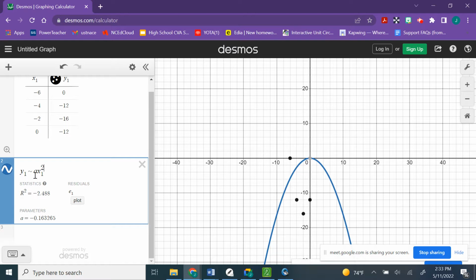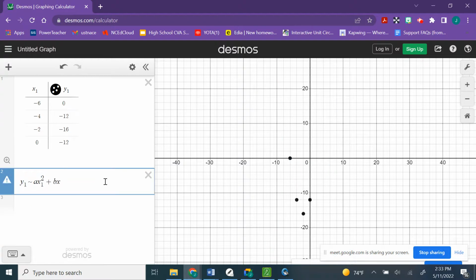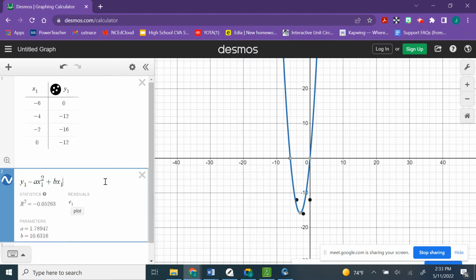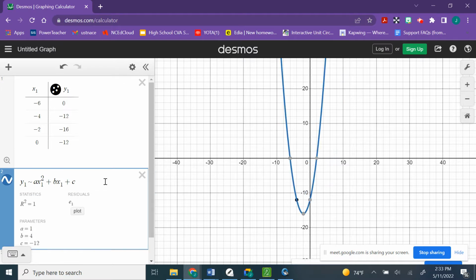Y equals, I'm not sure what's negative. It should not be negative right now. Oh, it's using our parabola. I'm sorry, it's using the graph that we had there. And then plus bx sub 1 plus c. So it just wrote the parabola here that we would need to get the line of best fit for that data in quadratic form. So we would plug in a 1 in front of x squared, a 4 in the front of x, and a negative 12 at the back.